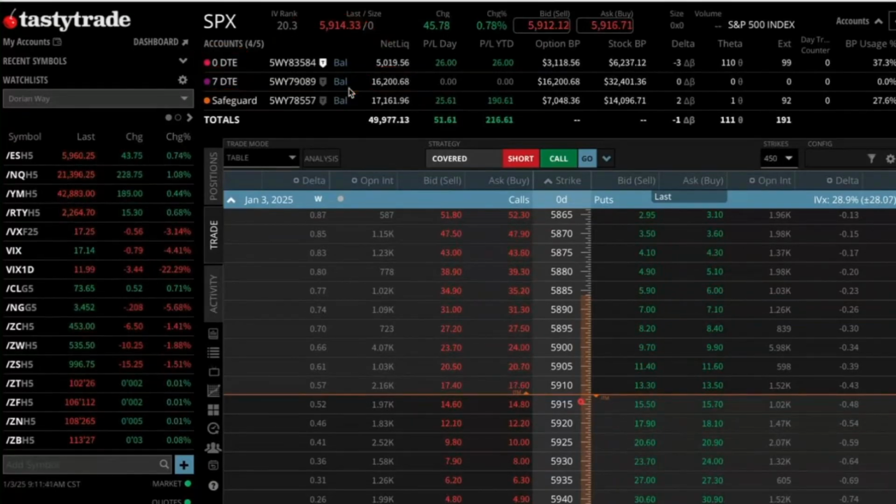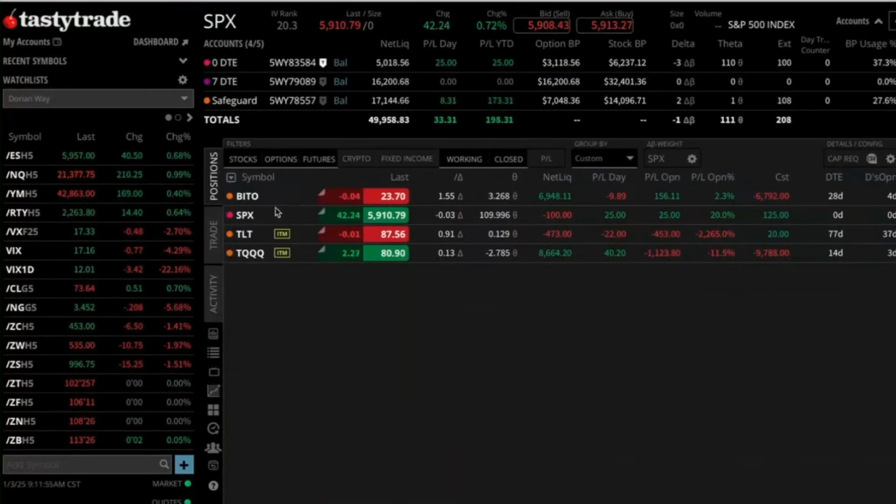And then we have the safeguard strategy here. This is where we talked about being our safest strategy. We got about 17,000 in this account, and we're going to be trading only about 4 different underlyings. We'll be in BITO, TLT, TQQQ, and then we'll also trade UPRO. So those are the 4 different underlyings we're going to focus on in the safeguard strategy in these demonstration accounts for us.